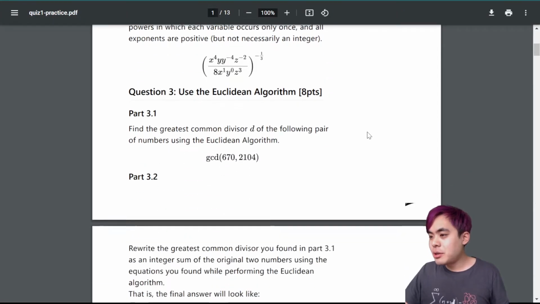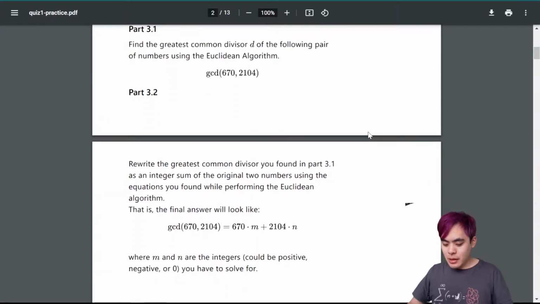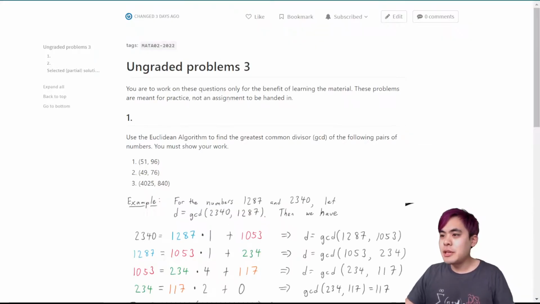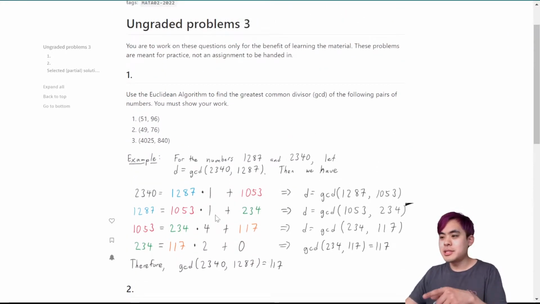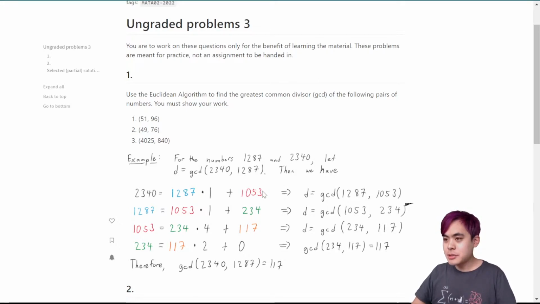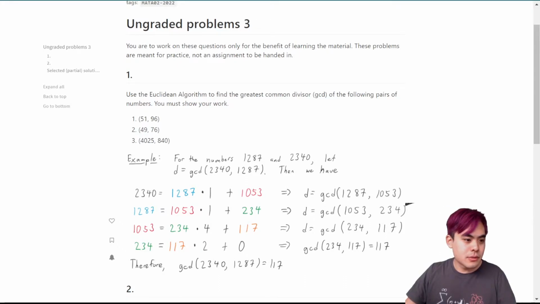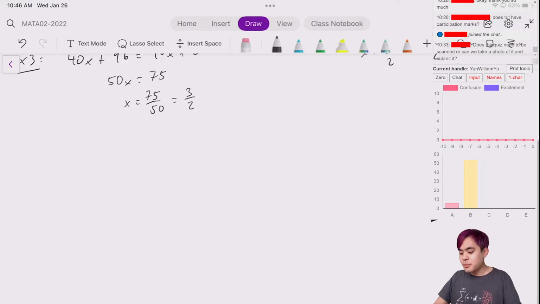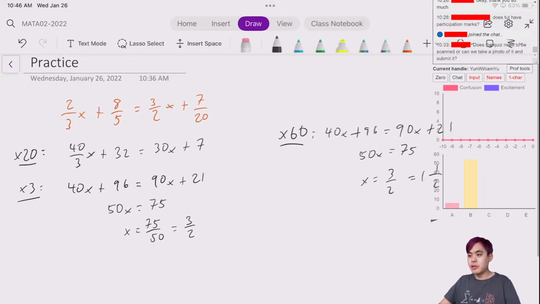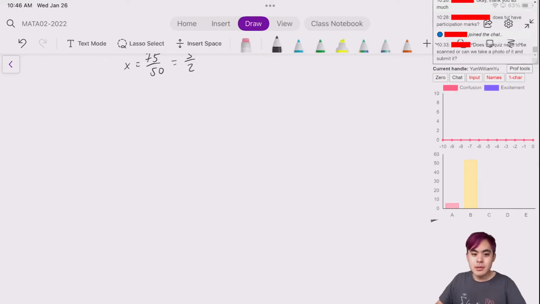Let's see. So we had a question about the last one, about the greatest common divisor, Euclidean algorithm thing. So I'm actually going to show you this via the ungraded problem. I'm going to walk you through this step by step because I have this all written out nicely. So let me show you a couple different ways of doing it. This is from your ungraded problems. Some of your TAs may also go through this in your tutorial. Yeah, some of your TAs will be going through this again, but this is important.